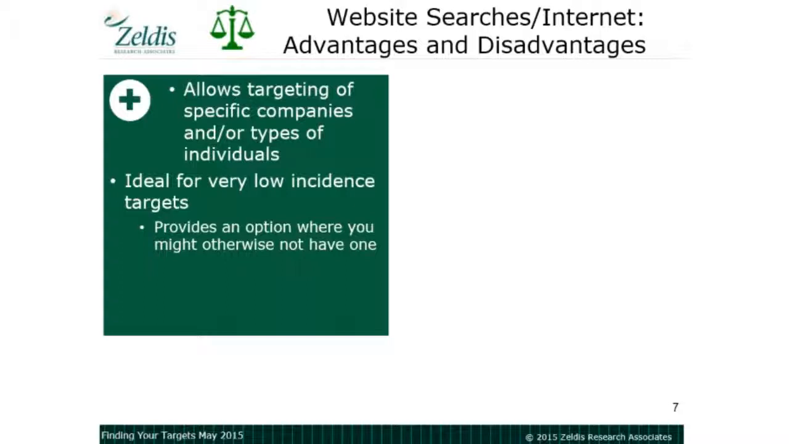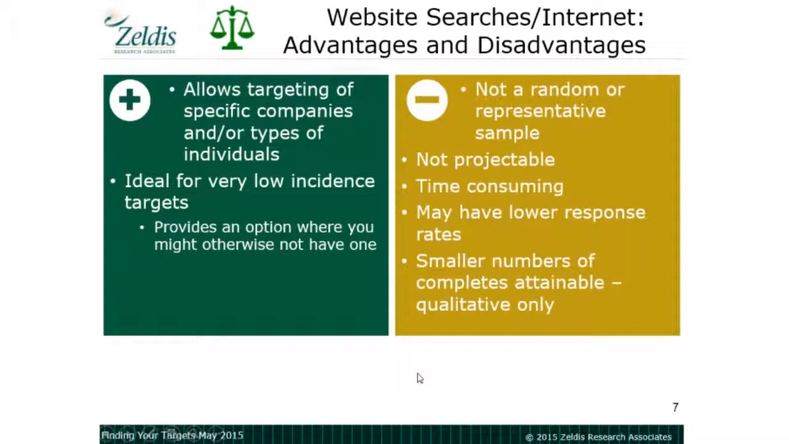We were looking for brokers who sell individual disability insurance. So we went to all different broker websites to get names, and then we screened them to find out what they sold. So it gets you targeting very specific companies or specific types of individuals. It gives you an option when other sources maybe haven't given you one, and you might otherwise not be able to do the research if you didn't have a way to find them.